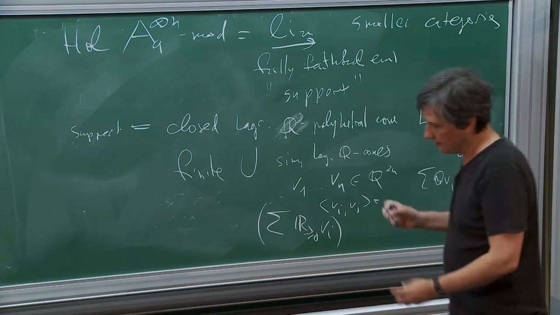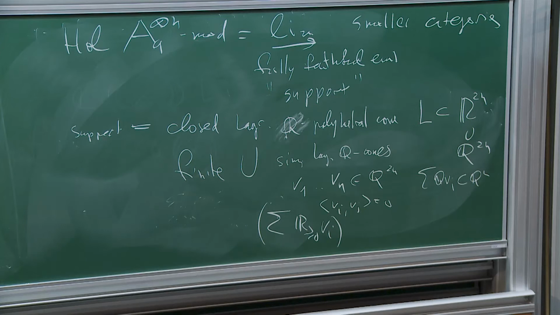In the case of n equal to 1, what do you get? In the case n equal to 1, you get the same picture which you had before: just a finite collection of rational rays.